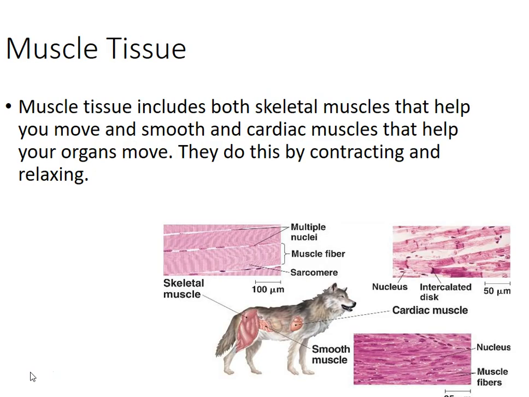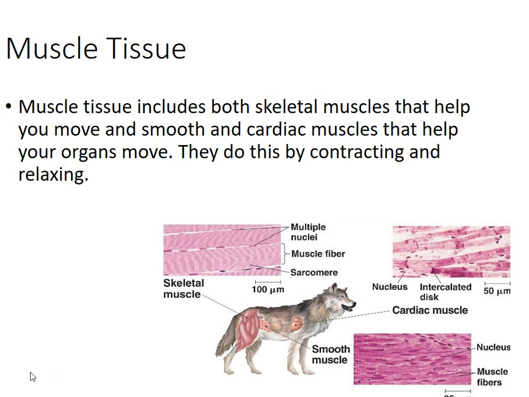Muscle tissue includes all muscle types. You have three different types of muscle tissue in the body, and all muscle tissue is specialized for contracting and relaxing. You have muscle tissue that you can control voluntarily, like skeletal muscle tissue, and that's what helps you move and walk around. But you also have other types of muscle tissue that you cannot control.